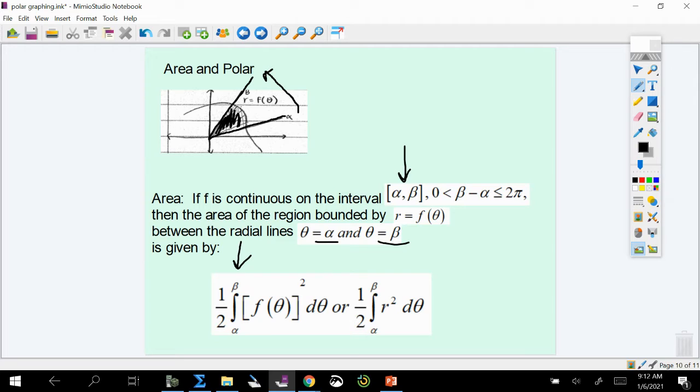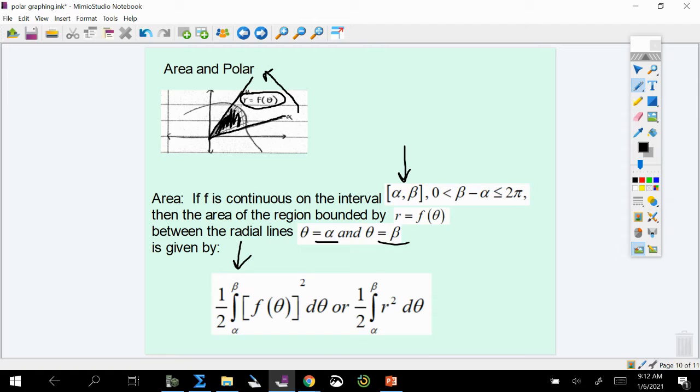And the formula we use to find area is going to be 1/2, and it's always a half. It actually comes more from circular definitions. The integral from alpha to beta of your function of theta squared. So you have to be given what your function is. So they have to say r equals cosine theta or r equals 2 plus 5 cosine theta, something like that.